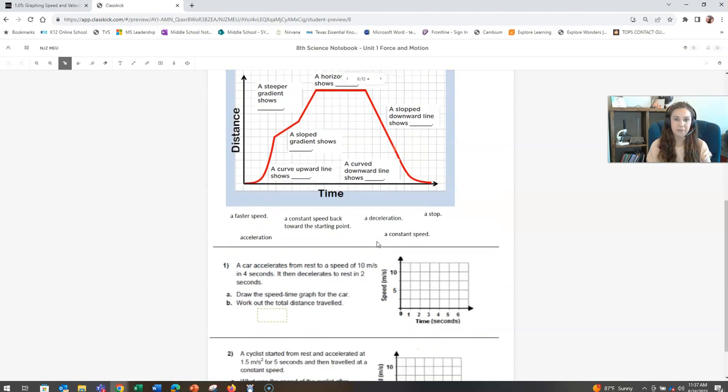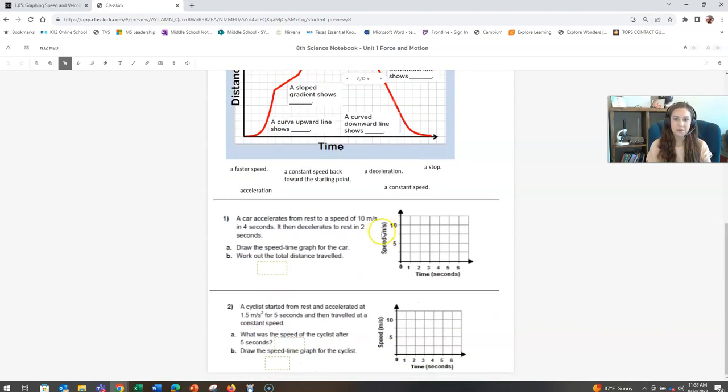And then here at the bottom, you're going to answer some questions based on these two speed graphs. See how the y-axis here has speed, so you know it's a speed or velocity graph. So look at the questions there for you, and you're going to be able to make your own graph.